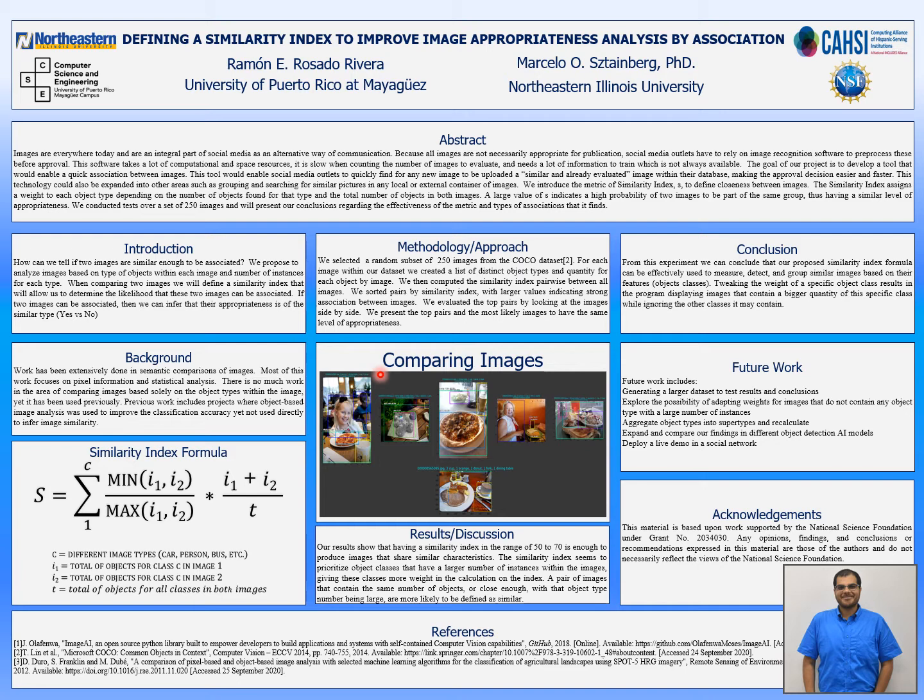Our results show that the similarity index seems to prioritize object classes that have a larger number of object instances within the images, giving these classes more weight in the calculation of the index. For example, a pair of images that contain the same number of objects or close enough, while that object type number also being large, are more likely to be defined as similar.